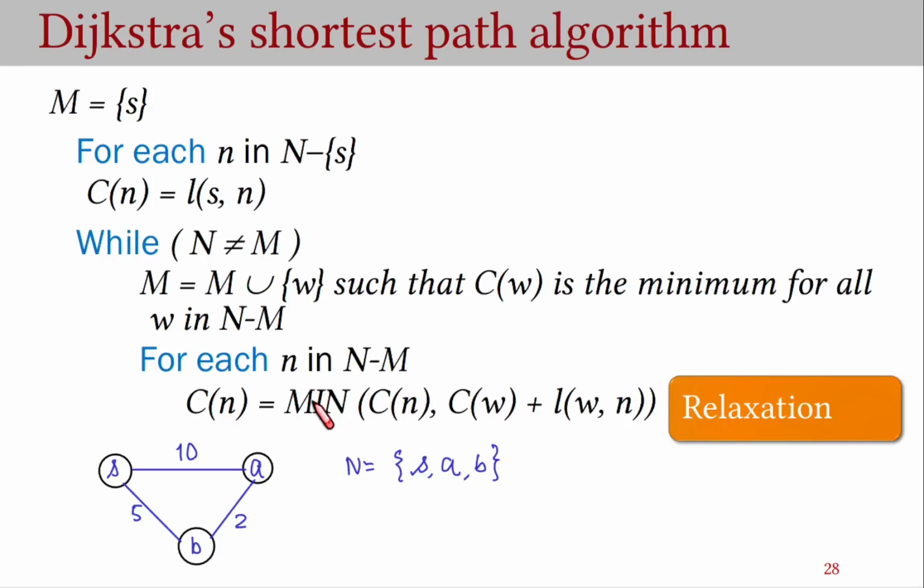This is Dijkstra's algorithm, and we're going to understand this using this small example. So the first step is that we begin at node S. So we're trying to find the shortest path to all the nodes starting from S. So M contains S. Then we have to initialize the costs to each of the remaining nodes. In this small example, both of these are directly connected to S, so the costs to both of these are known to S. So C of A is 10 and the cost to B is 5. And then we go in a loop until N and M are the same. And so right now N has 3 elements, M has just 1.